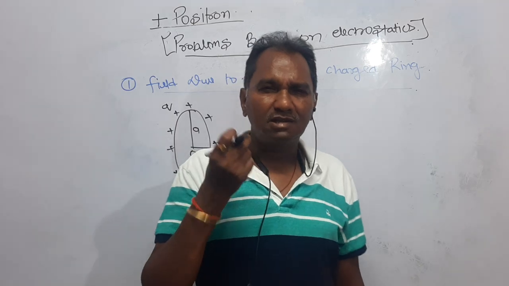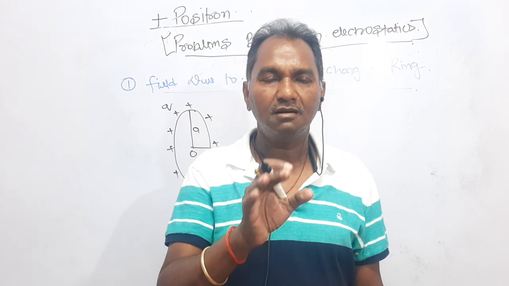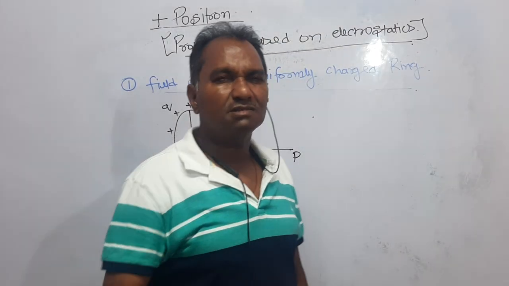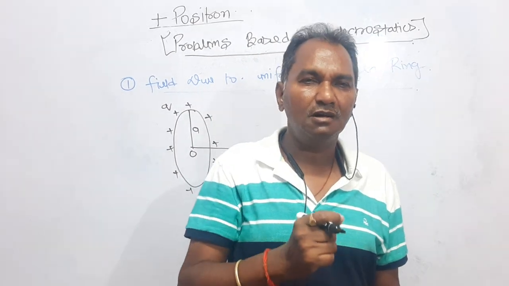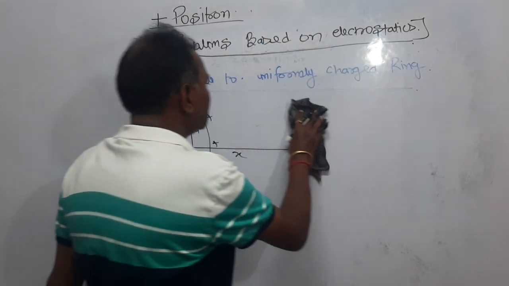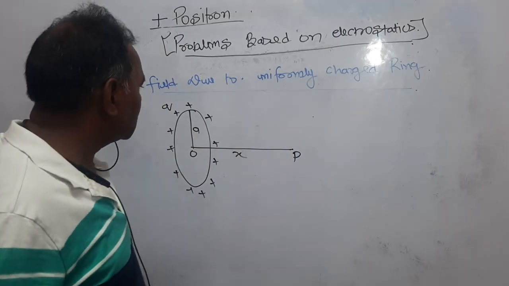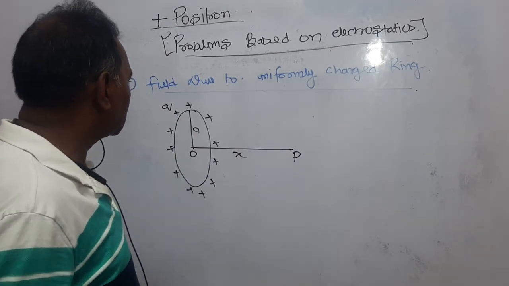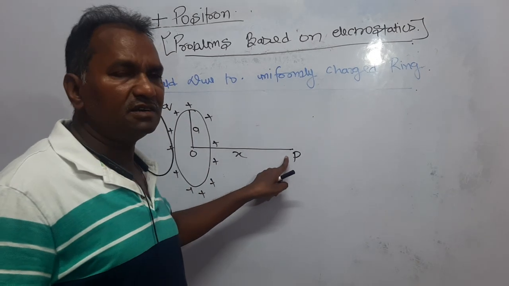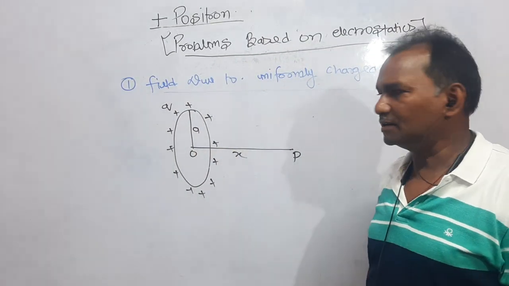Dear students, what is the limitation of Coulomb's law? Coulomb's law is applicable for point charges, right? A point charge means a charge which is very small, so that you can consider it as a point. Now, ring is a bigger body, on which charge is distributed uniformly. Total charge on the ring is Q. The radius of the ring is a, and a point P is x distance away from the center of the ring where we have to find the field.